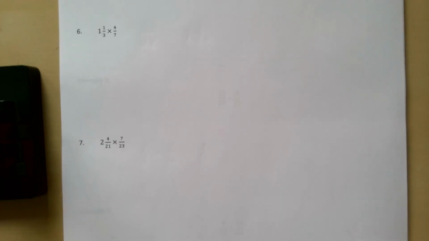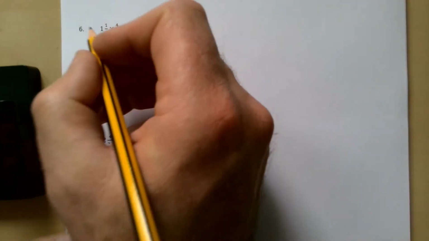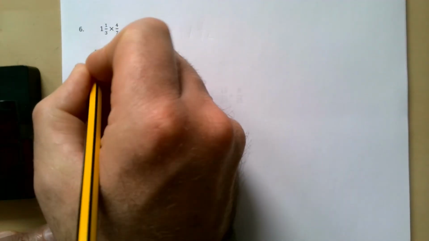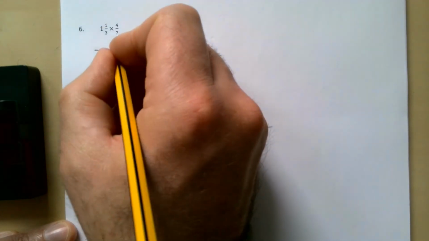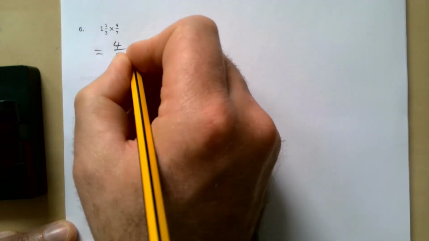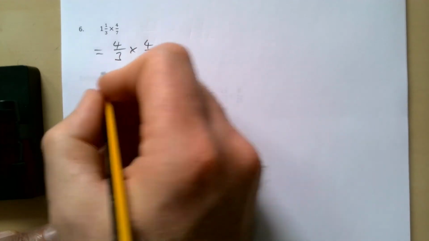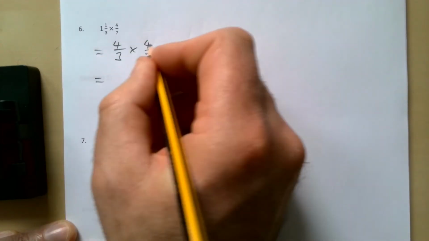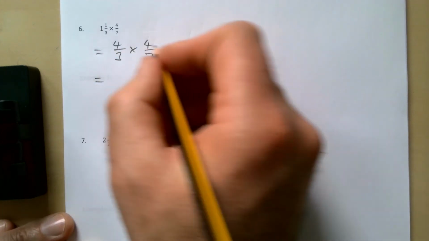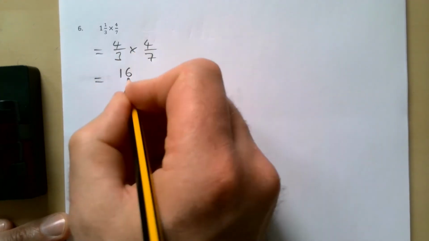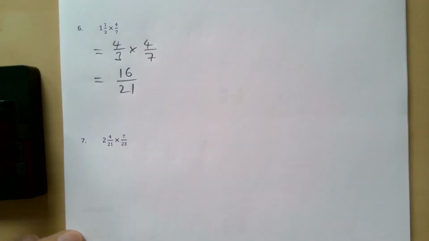Starting to look then at mixed numbers. So we can only multiply fractions that are mixed numbers if we make them top heavy. So I would rewrite this then as 1 times 3, so it's going to be 4 over 3 multiplied by 4 over 7. There's nothing that cancels here, because remember the 4's can't cancel, they're both in the top line. 4 times 4 is 16, 3 times 7 is 21.